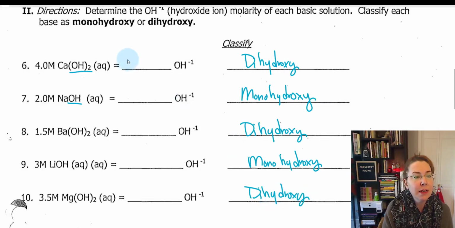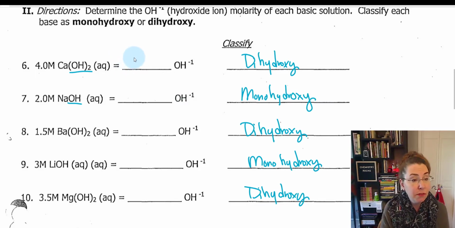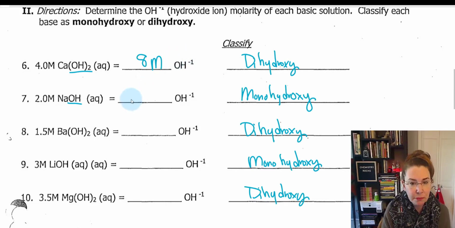Okay, so coming back up to number 6, we have 4 molar base, 4 molar calcium hydroxide. It is dihydroxy. That means that we have to multiply by 2 to get our concentration of our hydroxide ions. So that would be 8 molar. Our next one is mono, which means we don't do anything. It's going to stay 2 molar. Our next one is dihydroxy, and that means we are multiplying 1.5 by 2, so that is going to be 3 molar.